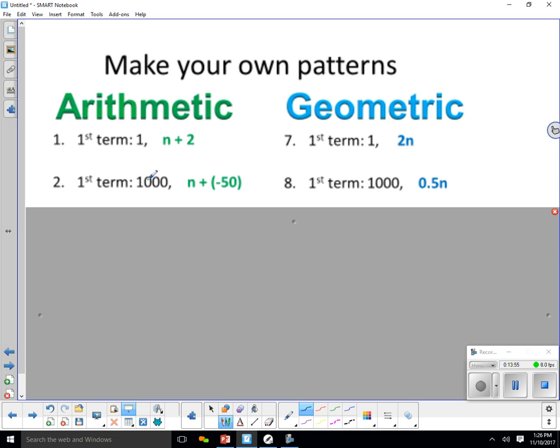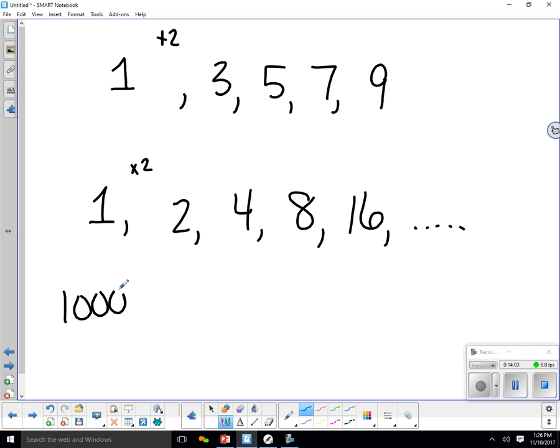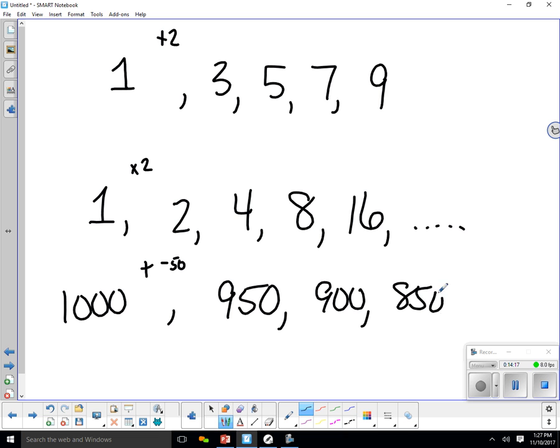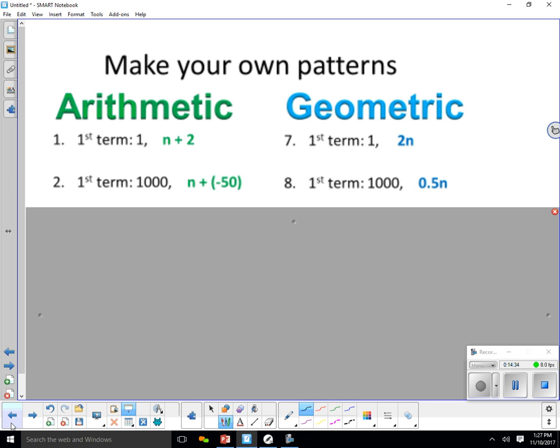Arithmetic. My first term is 1,000, and my pattern is n plus negative 50. So we start with 1,000, and I'm adding negative 50. So who can tell me what the next term is? Chase? Jacob? Benji? And Shelby? Okay. All right, and it would continue going over however many terms I wanted. If I said list me the first 15, then we've got 5 right there. I would have to give me 10 more, okay? Anybody have a question on the arithmetic?